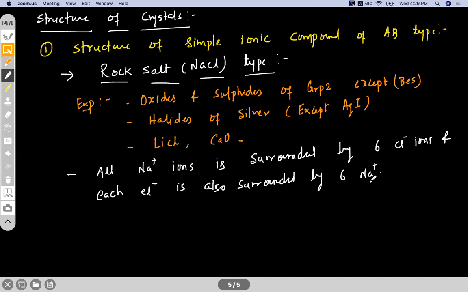Coordination number is 6, and hence this type of crystal we also call a 6:6 arrangement. Important: this question they also ask in the exam, what kind of arrangement is there? 6:6 arrangement. First we write the coordination number of cation, and then the coordination number of anion. 6:6 arrangement we have.